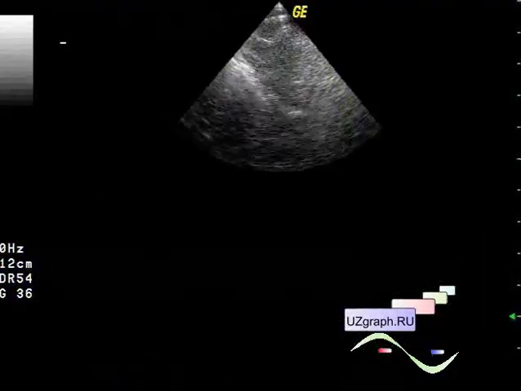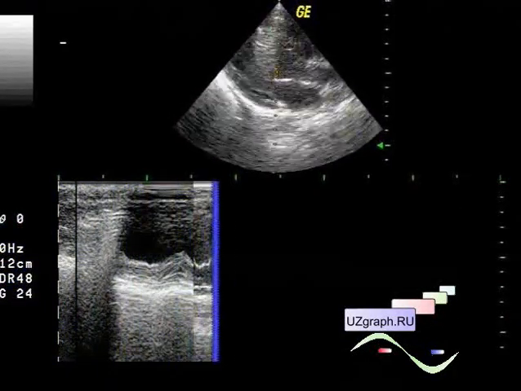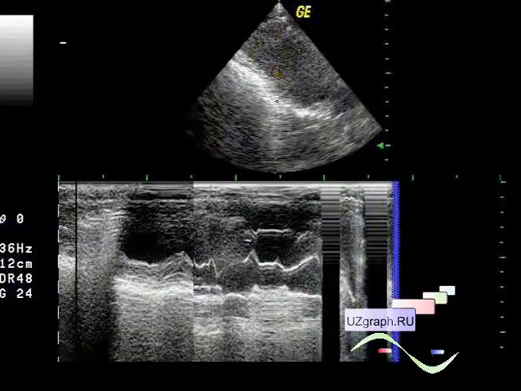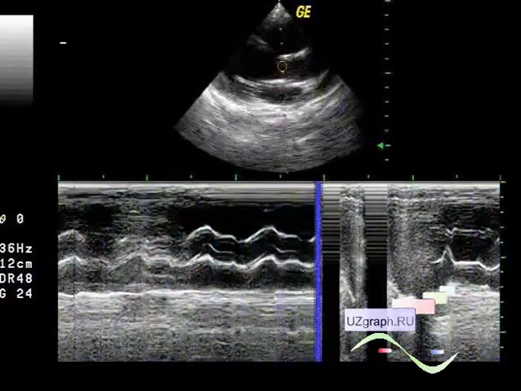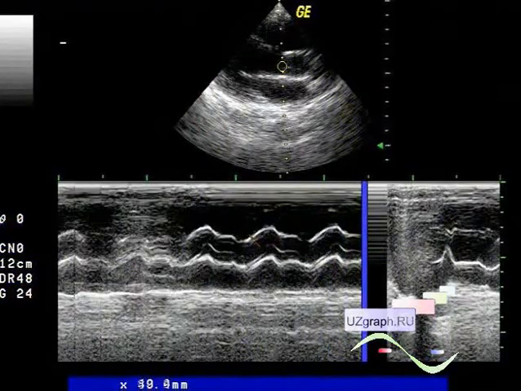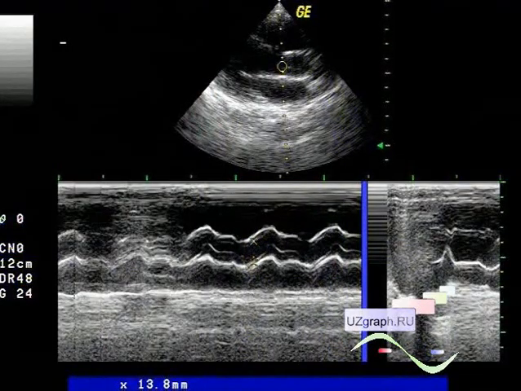This is M mode, parasternal view long axis. The scanner is old, it's Logic 400. There is no anatomical M mode in this scanner. Now you see a measurement of the open aortic valve and the diameter of the aorta in this place.